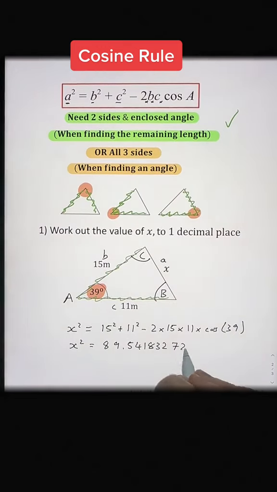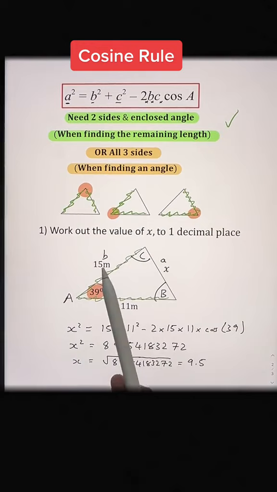89.54183272. But that gives me x squared, and I want to work out the value of x. Well, the opposite of squared is to square root my answer. So therefore I'm going to square root everything on the right-hand side, which equals 9.5 when rounded to one decimal place. As it's a length, I know my other lengths are in meters, therefore my answer will also be in meters.